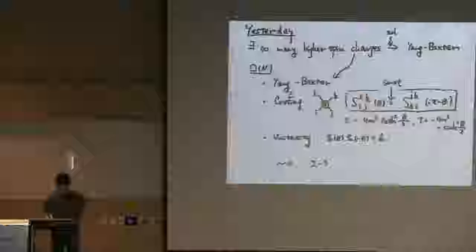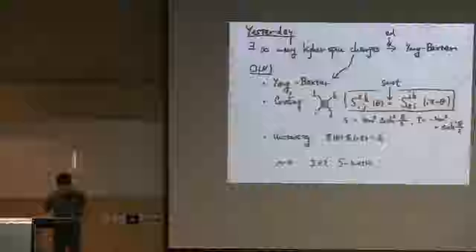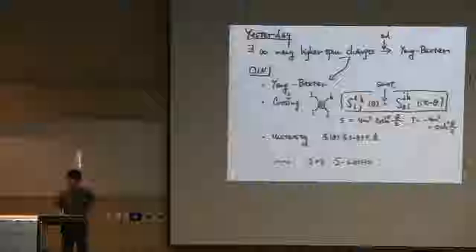So that was what we did yesterday. But there is one thing I didn't quite explain yesterday, which is why and how the O(N) sigma model has higher spin conserved charges. So that's the first topic today.